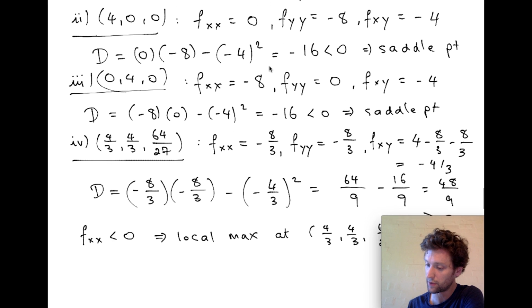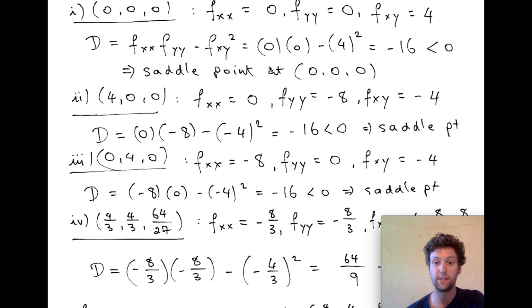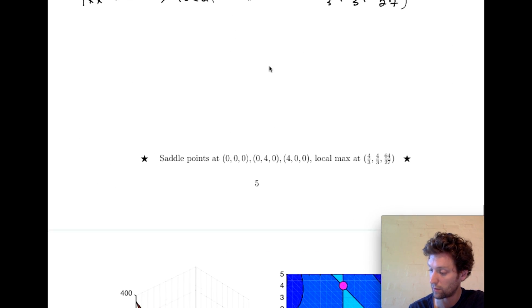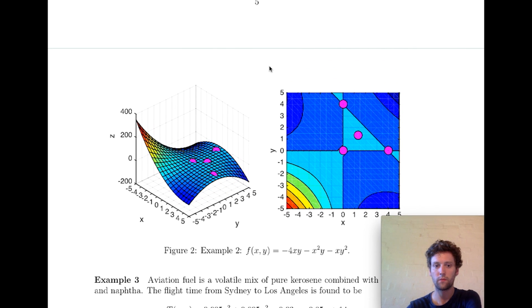So in this problem, we saw that we ended up with 3 saddle points at (0, 0), (4, 0), (0, 4), and 1 local maximum. So let's take a look at what that looks like. In this particular function, there's a maximum at this point here, and at all these other points you get these saddle points. So you can see that a little bit easier when you look at the contours.